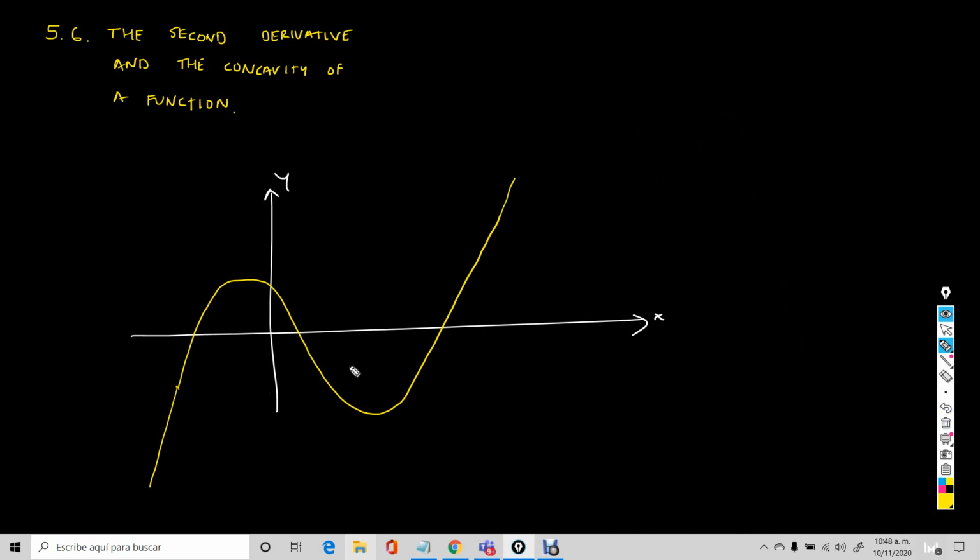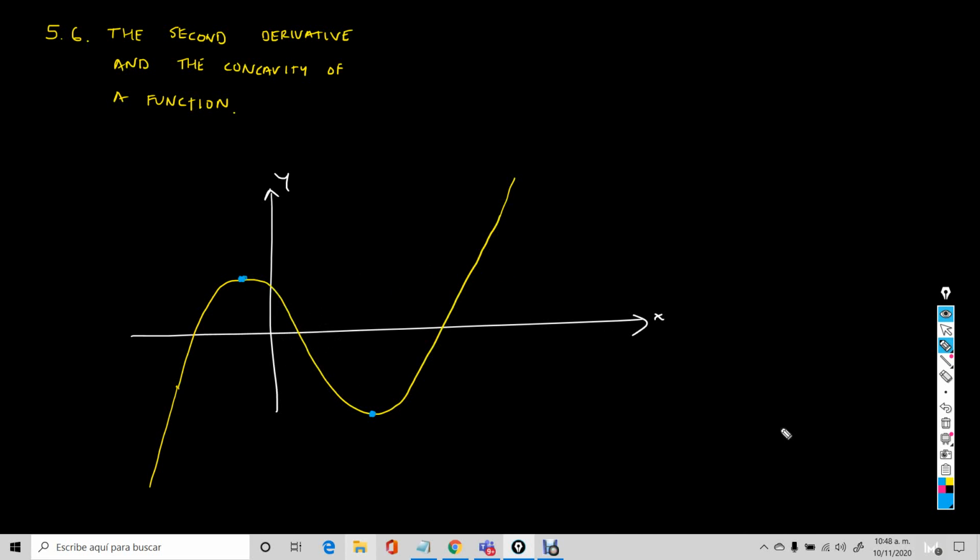Okay, so look at this function, guys. I want you to look at it. Remember that these are called the turning points. Can you remember that? These two fellas right here, turning points, in which you go from increasing behavior to decreasing, and then increasing again. Okay, so these are my turning points.